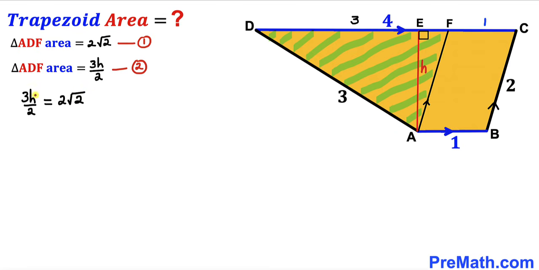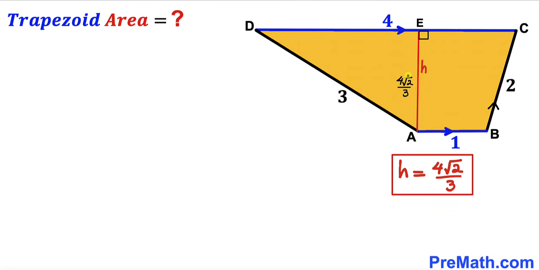And now I'm going to isolate h by multiplying by 2/3 on this side, and likewise 2 divided by 3 on this side as well. And here we can see 3 and 3 is gone, 2 and 2 is gone. So therefore, our height h value turns out to be, if we multiply this times this, that's going to give us 4 times square root of 2 divided by 3 units. So thus our height of this trapezoid turns out to be 4 times square root of 2 divided by 3.